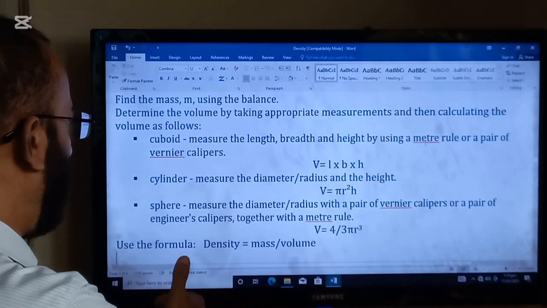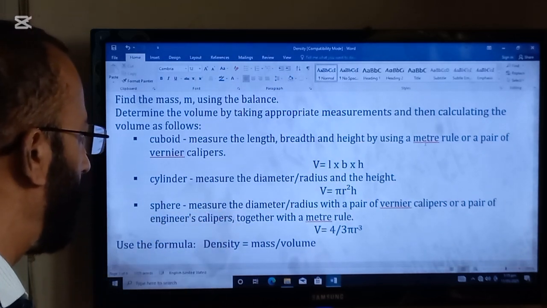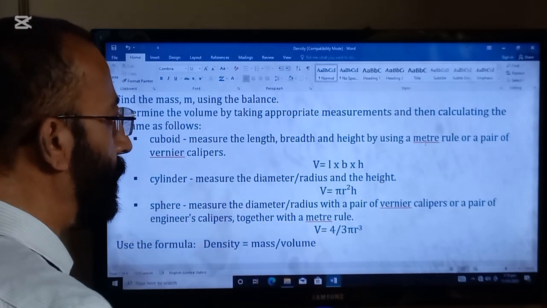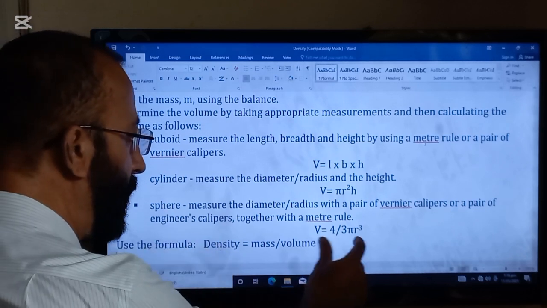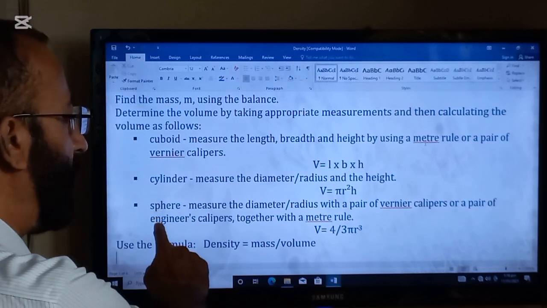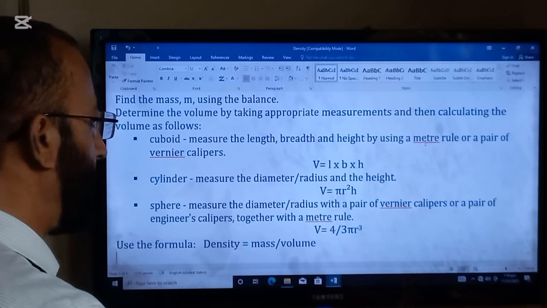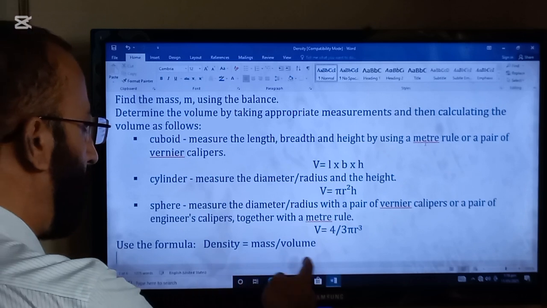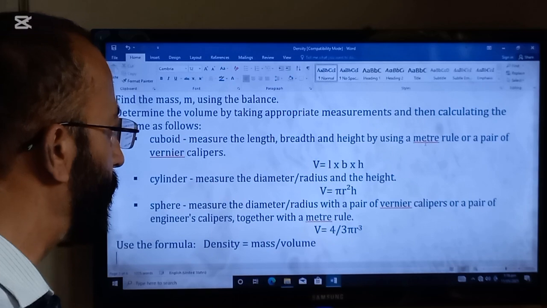Suppose we are required to find the density of a body which is spherical in shape. The volume for spherical bodies is 4 by 3 pi r cube. Find the radius of the sphere, put it here. This will give you the volume of the sphere. The sphere's mass can be found by putting it on the top pan balance. And after finding the volume and the mass, put the values in this formula. This will give you the density of the body that is spherical shaped.